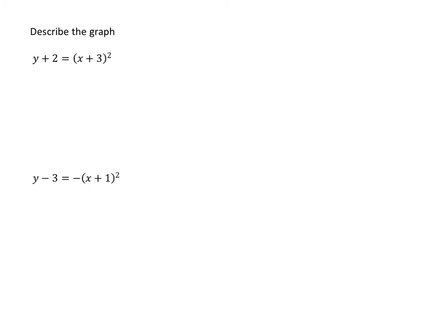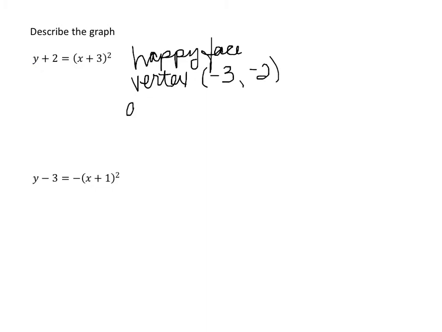So we look at this first one. Is it a happy face or sad face? Well, coefficient here, A, is 1. Positive 1, so it's a happy face. If you'd like to say opens up, that's fine too. I call it happy face. We're not going to have to identify if it's fat or skinny because the coefficient is 1. The vertex is negative 3, negative 2. And the axis of symmetry is the equation x equals negative 3.